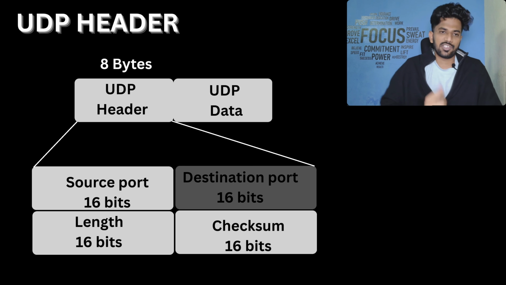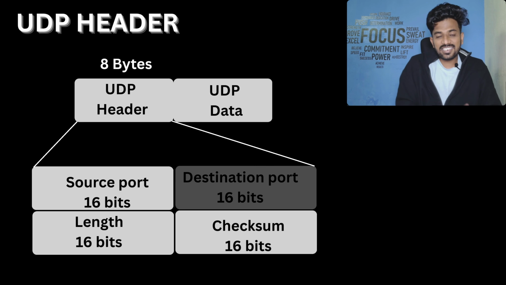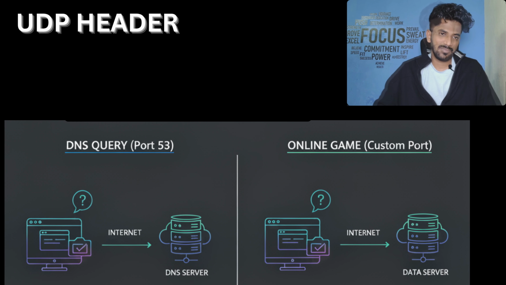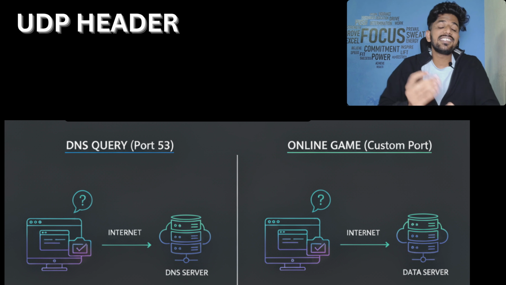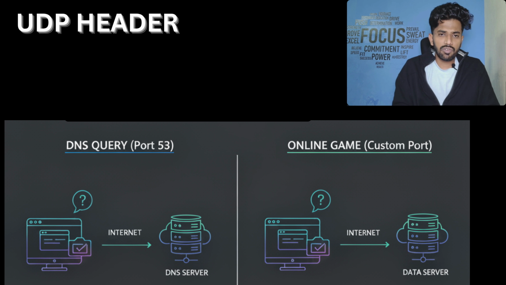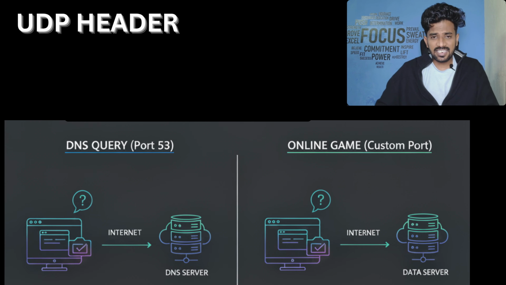If you make a DNS query, for example, the destination port will be the well-known port, that is port 53. If you connect to a DHCP server, then the destination port will be 67 or 68, depending on whether it's the server or the client. For other services like online games or streaming, the destination port depends on the specific application. They mostly use custom ports. So we can say that the destination port identifies the port number of the receiving application.